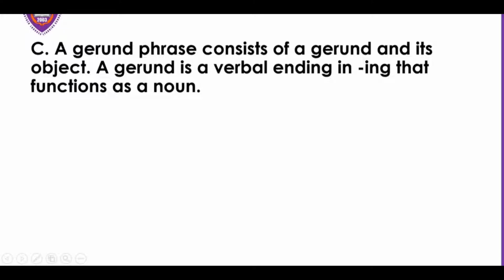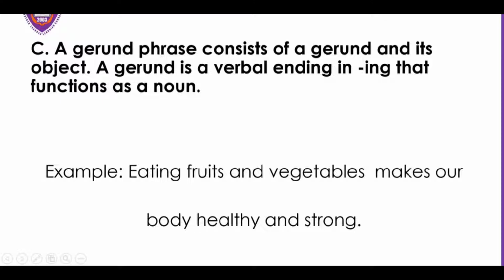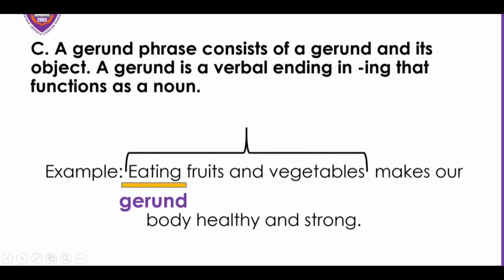A gerund phrase consists of a gerund and its object. A gerund is a verbal ending in ing that functions as a noun. Example sentence: eating fruits and vegetables makes our body healthy and strong. The gerund eating, which ends in ing, and the words fruits and vegetables form a gerund phrase and is used as a subject.